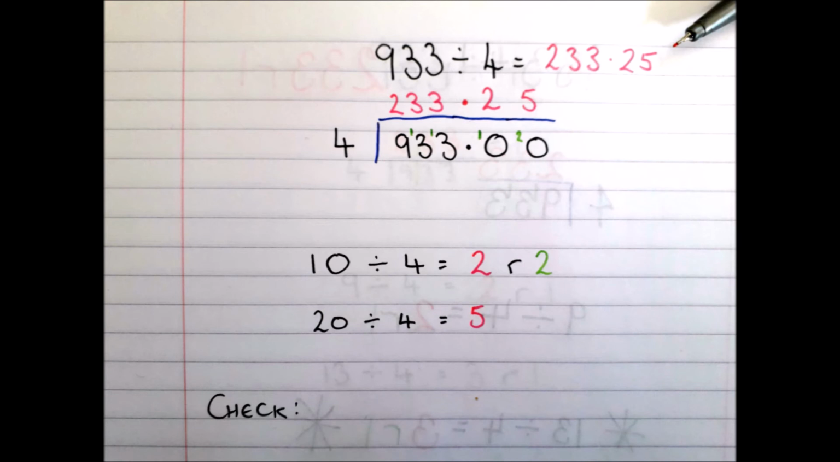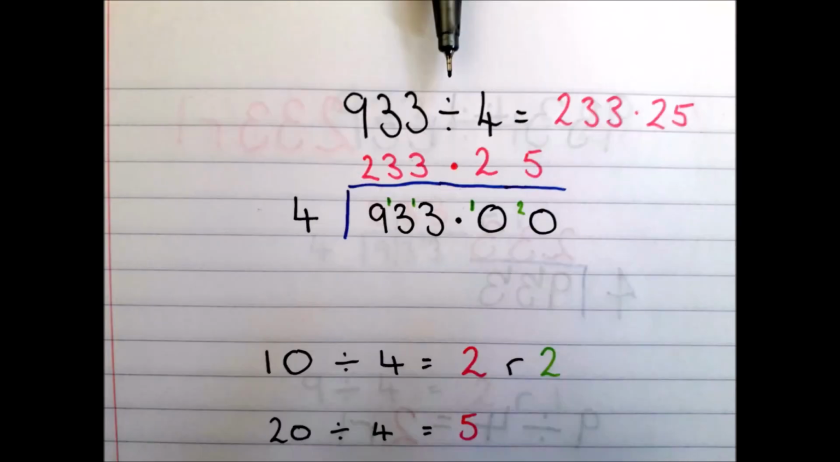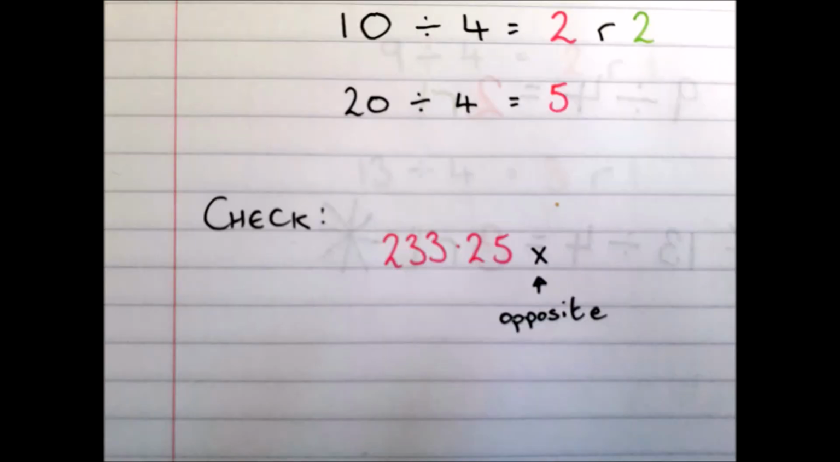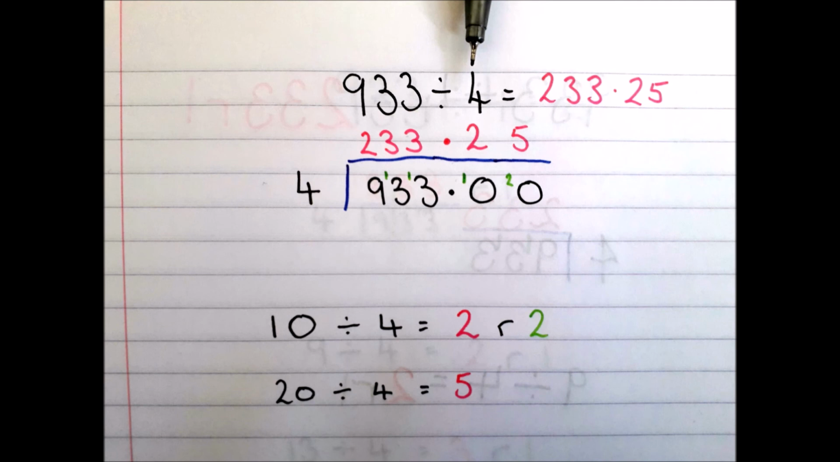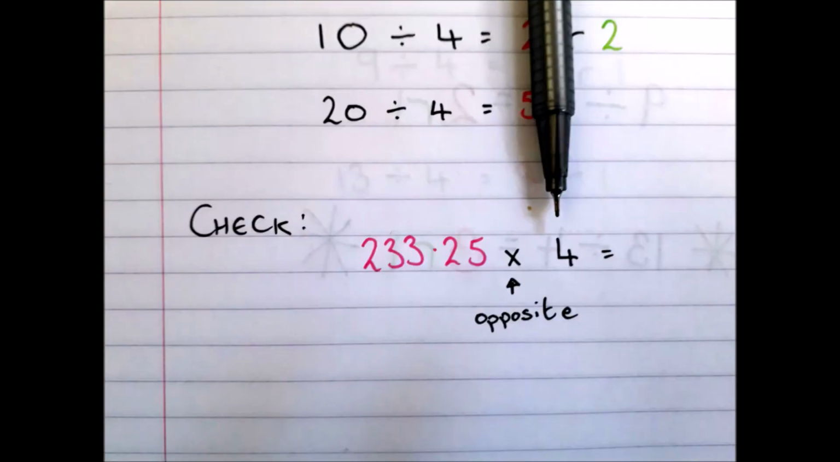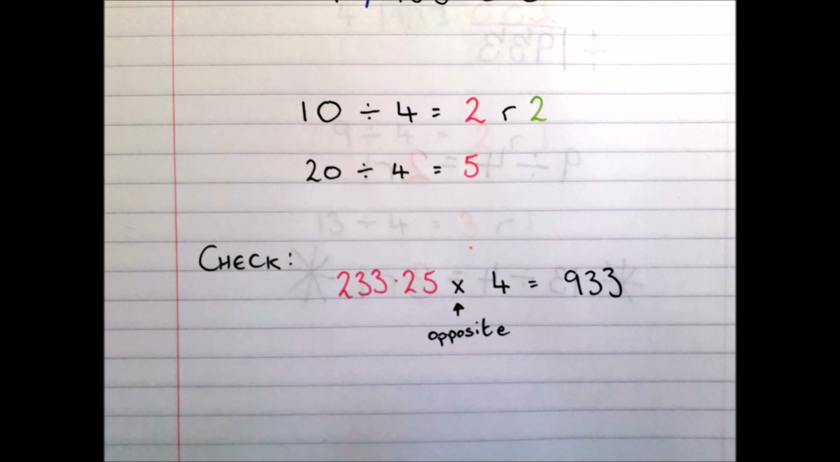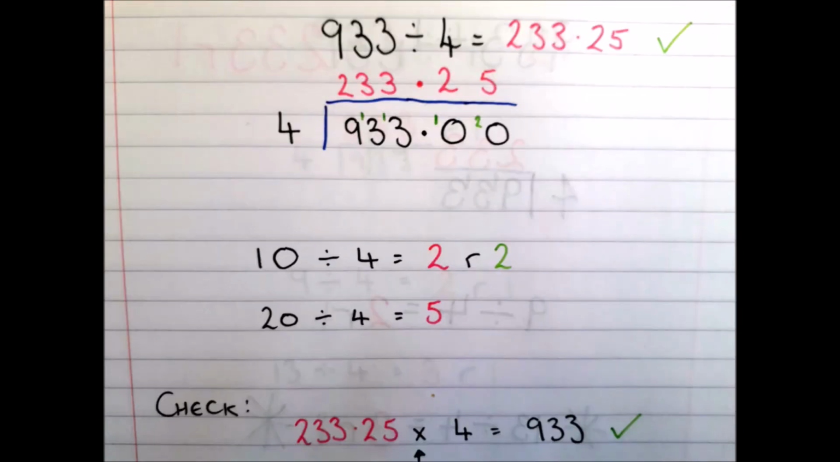So 933 divided by 4 is 233.25. We next need to do a check by moving the 233.25 to the bottom of our page, taking with it the divide by sign, which we're going to change to its opposite, the times sign, and then we bring the 4 down as well. So we get 233.25 times 4. Using our calculator, we find that the answer is 933. As this matches the 933 we began with, we can see that our answer is correct.